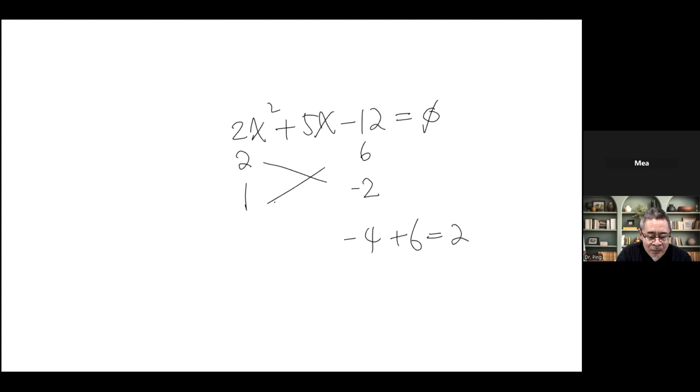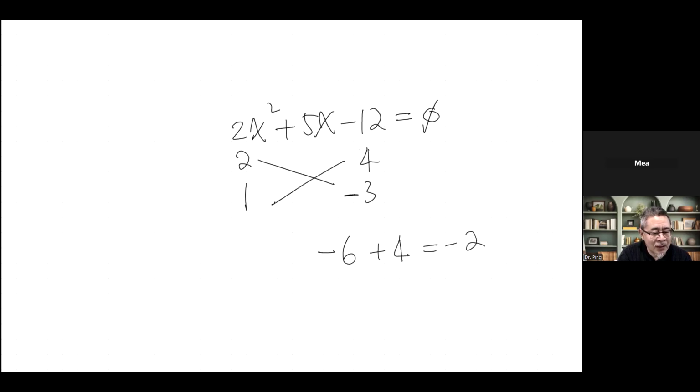And so therefore, we're going to try 3 and 4. If we do the negative 3 here, that is negative 6, and that gives us 4, and that's negative 2, so that doesn't work. And then if we swap the sign, just change it to the opposite numbers, we have swapped the 3 and 4.